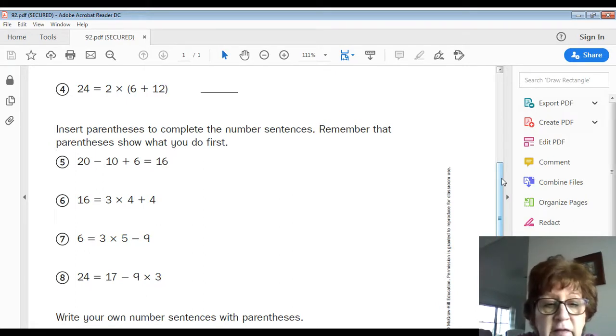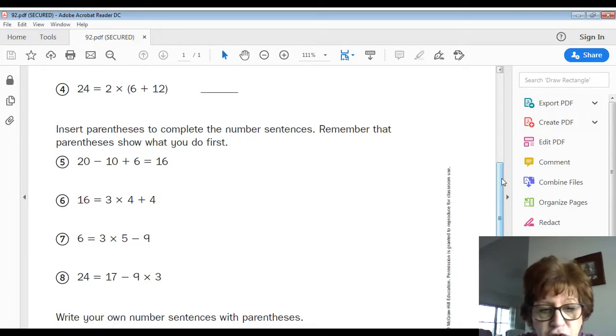Number 7, 6 equals 3 times 5 minus 9. So if I put the parentheses around 3 times 5, that is 15. 15 minus 9 is 6. So my parentheses are going to go around the 3 times 5.